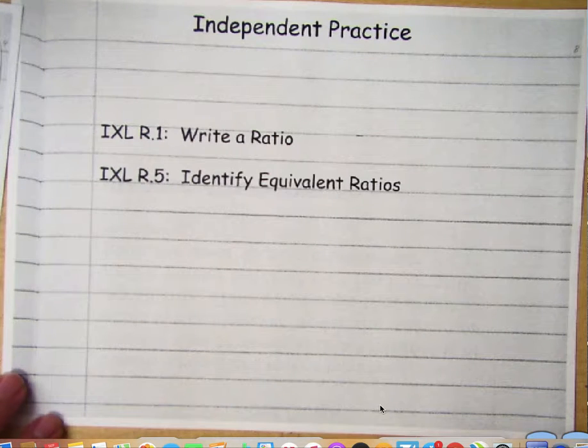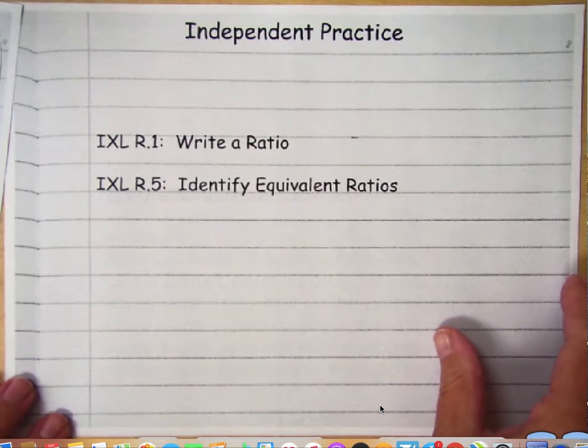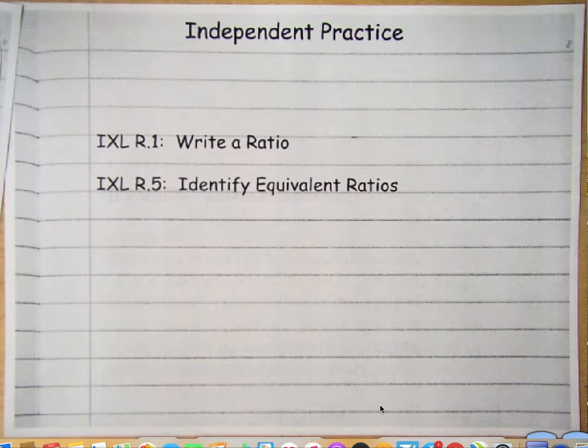Draw a picture. Okay? And please continue working on R1 and R5 in IXL.